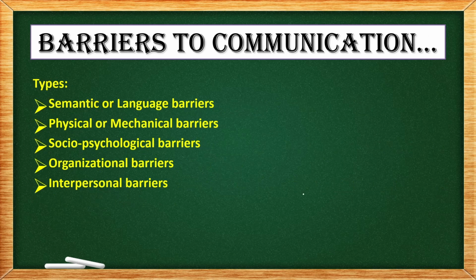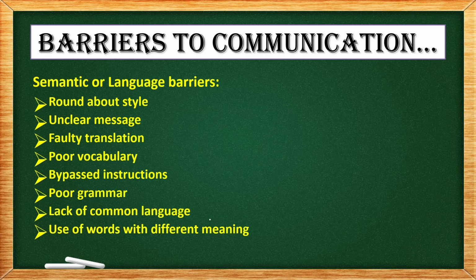Next, barriers to communication. Barriers to communication are of different types. Basically there are 5 types: semantic and language barriers, physical and mechanical, socio-psychological, organizational, interpersonal. We are going to discuss them one by one. Let us start with semantic or language barriers. Now, the barriers which are related to language or the construction of the sentence, those all come under semantic or language barrier. The first point is roundabout style.